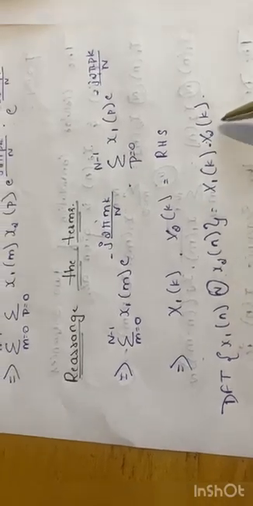So we can write that as X1 of k. And this is the formula of the DFT of x2 of n, so we can write this as X2 of k. So we get the right hand side. So the DFT of the circular convolution of x1 of n and x2 of n is equal to X1 of k into X2 of k. So the property is proved.